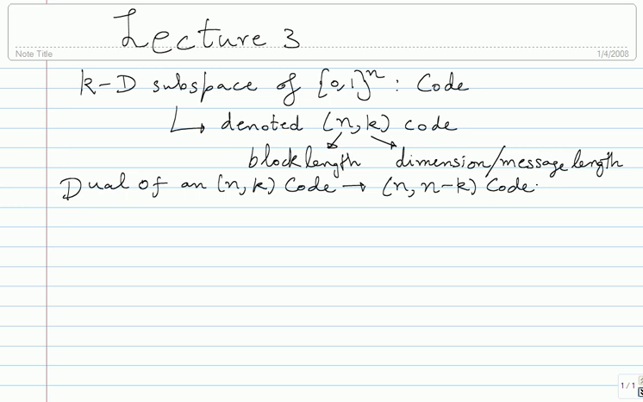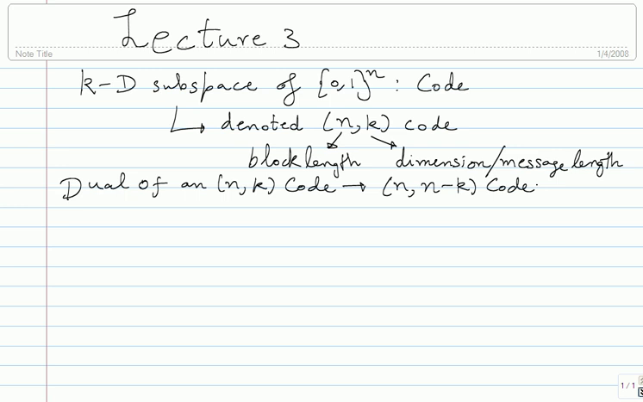So you see, by specifying the code, you're also specifying what the dual is. So you can do it either way. How do you specify a subspace? You either specify a basis or you specify a basis for the dual. Once I specify a subspace, you know how to find its dual. Once I specify a dual, you know how to come back to the subspace. So both of these will be equivalent in some sense. Specifying one is the same as specifying the other. You don't have to specify both.